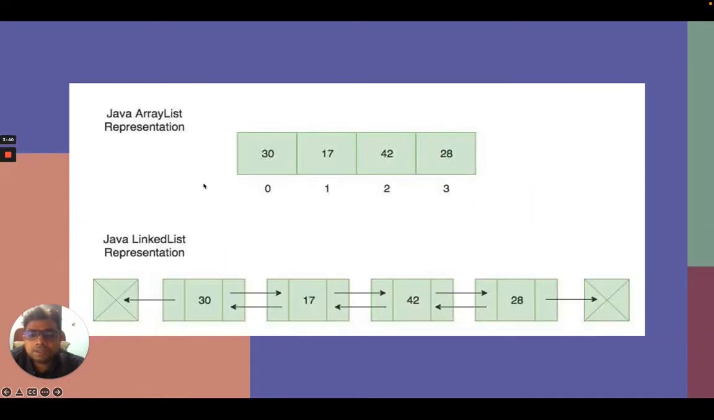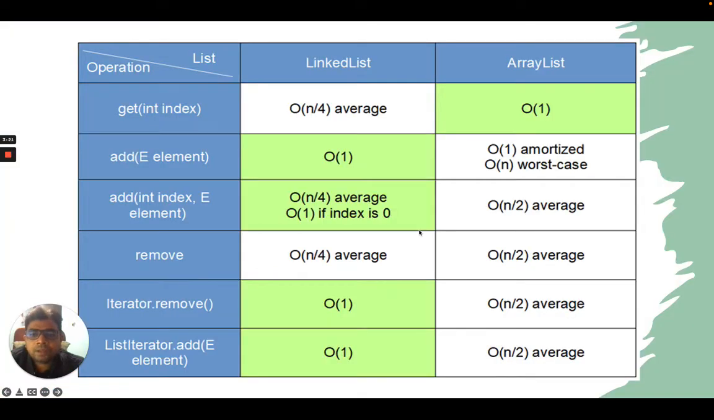Now let's see the structure of it. So ArrayList is represented like an array. You can see the indexes, and the elements can be added. In Java, since it is a doubly linked list, you can see each node is connected to the next and previous node both. Okay, and the last node is connected to the first node as well.